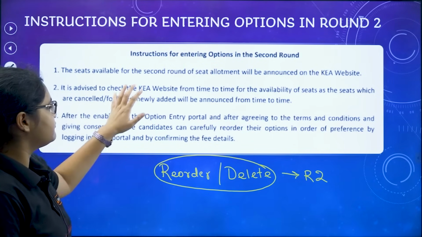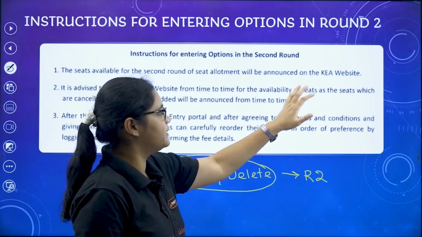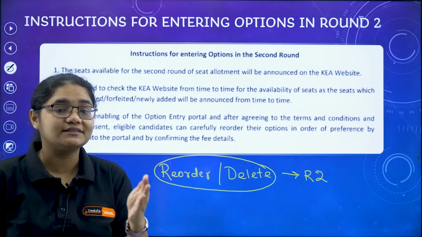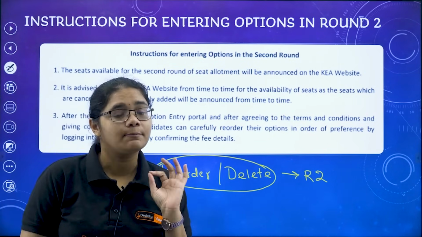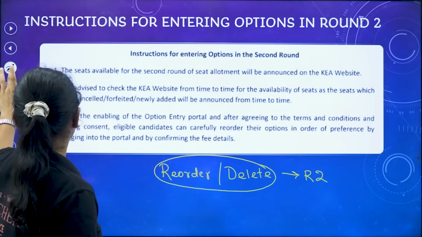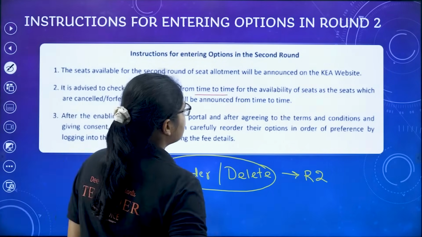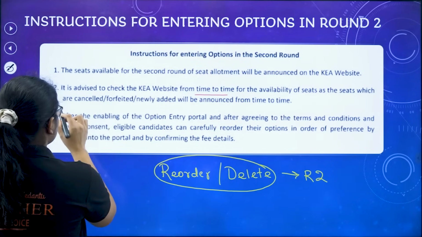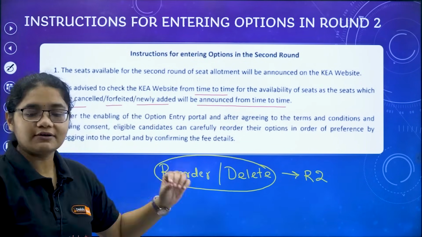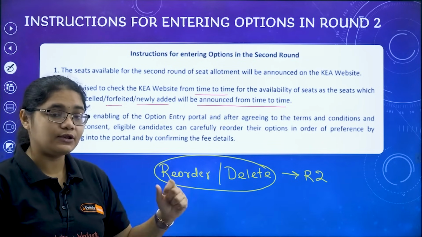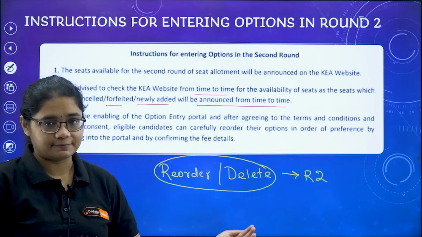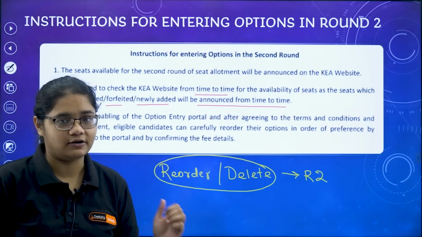The seats available for the second round of seat allotment will be announced on the KEA website. Which college, how many seats are filled, how many seats are remaining, that is already given in the provisional seat matrix. It is advised to check the KEA website from time to time for the availability of seats, as seats which are cancelled, forfeited, or newly added will be announced from time to time. So if any new seat is added, then you can add those options. All these notifications will be given on the KEA website, so you have to check it at regular intervals.